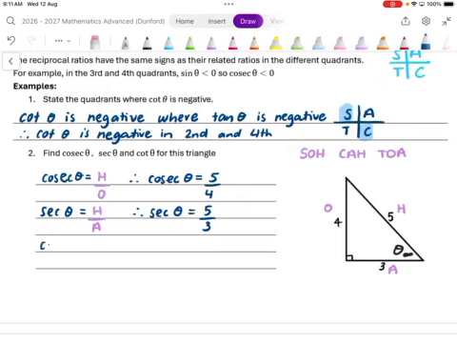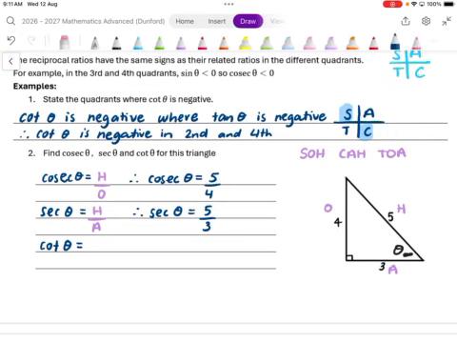And then our cot theta, cot goes with tan, or is the reciprocal of tan. Tan is O over A, so that means that cot is going to be A over O. And so therefore we have that cot theta is equal to 3 over 4. Okay? So that's one way how we can use that. Flip the page when you've copied that down for me.